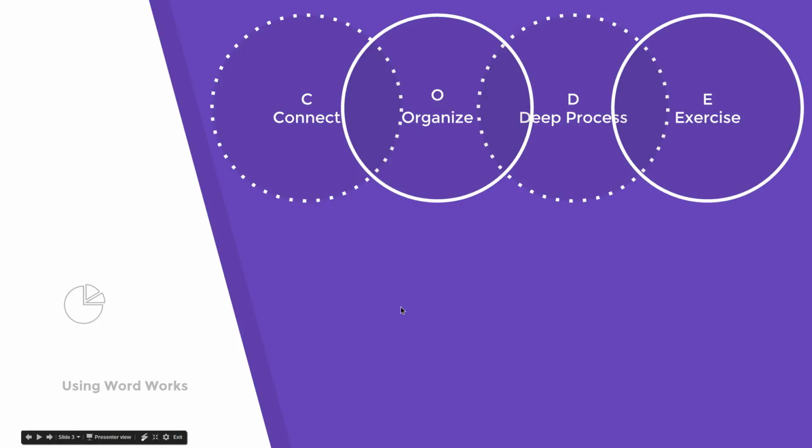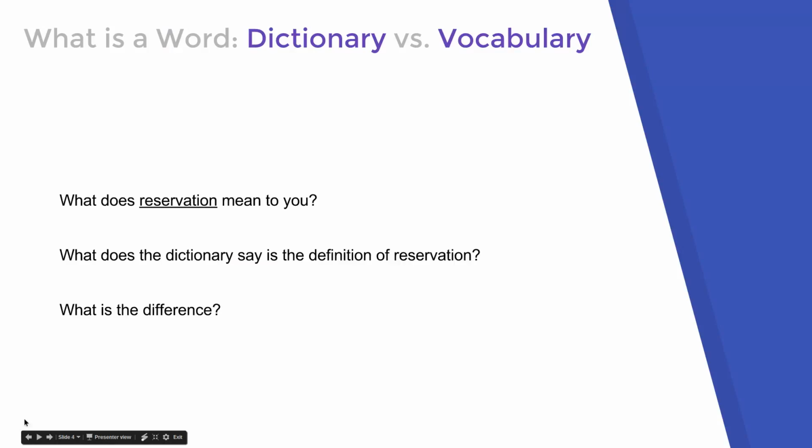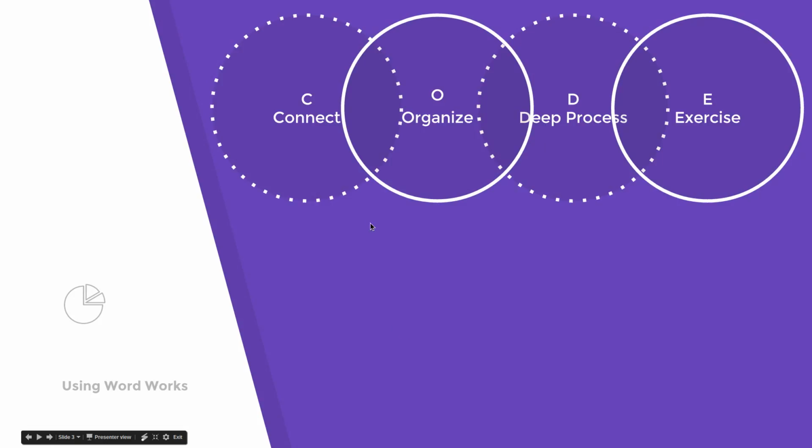So CODE stands for Connect, Organize, Deep Process, and Exercise. Back real quick here. So here's the thing about vocabulary. We often present new words to students, and I remember back in the good old days, I would provide that list of words to my students and have them write the definition down, expect them to memorize it, do multiple choice. But the reality is that archaic method of teaching vocabulary really isn't effective anymore.